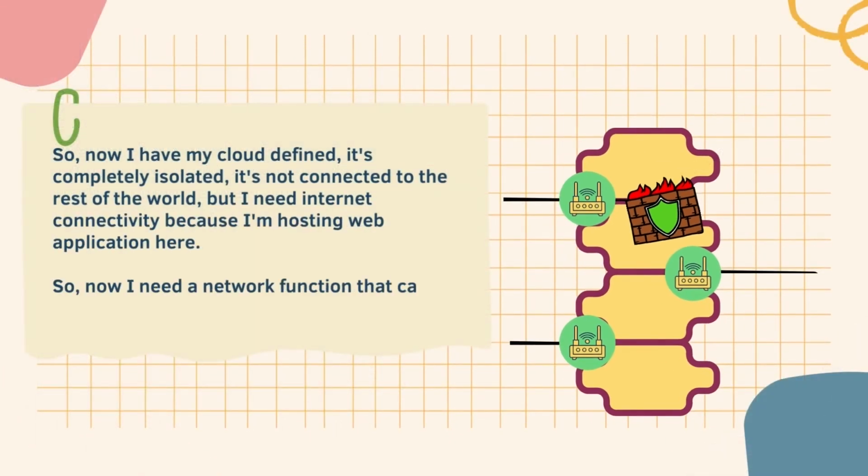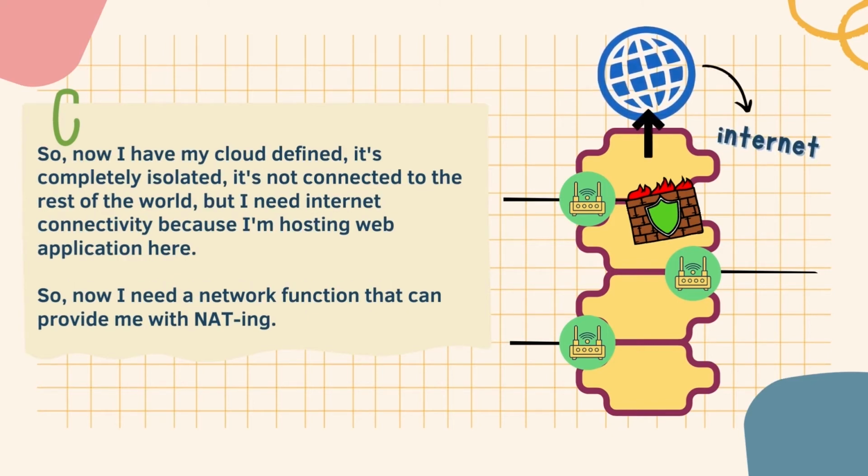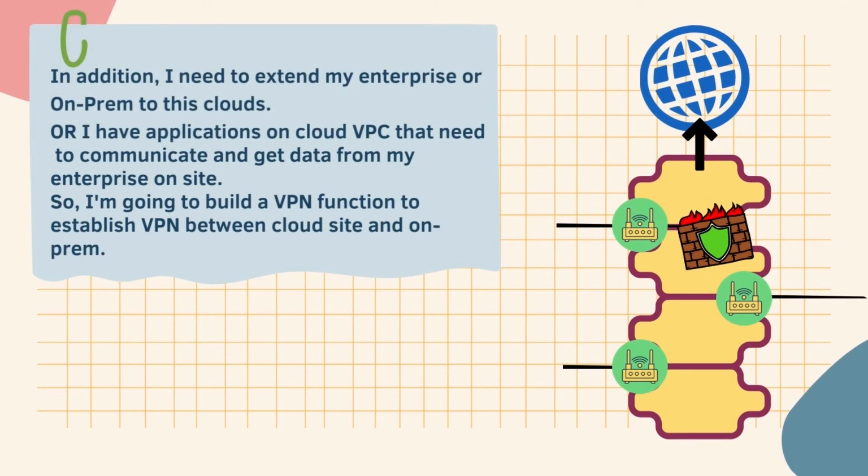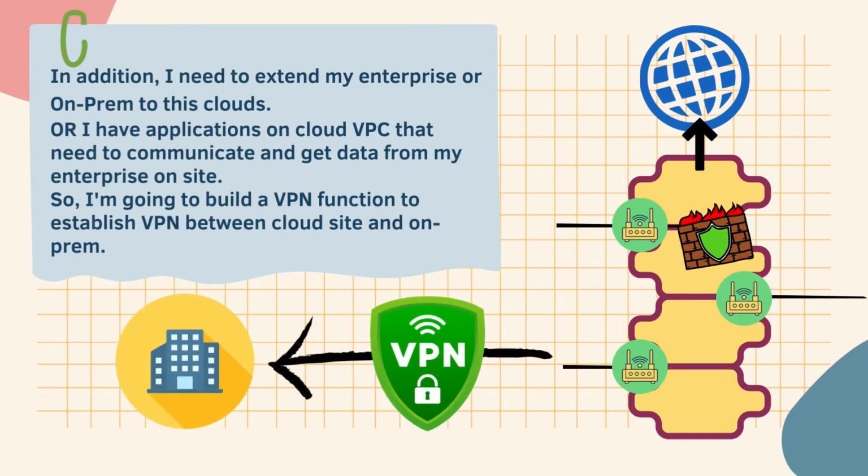So by now I have my cloud defined. It is completely isolated. It is not connected to the rest of the world, but I need internet connectivity because I'm hosting a web application here. So now I need a network function that can provide me with NAT functionality. In addition, I need to extend my enterprise on-prem to this cloud environment. Say, for example, I have an application on the cloud VPC that needs to communicate and get data from the enterprise on-prem, on-site environment. So I'm going to build a VPN function to establish a VPN between the cloud side and the on-prem side.